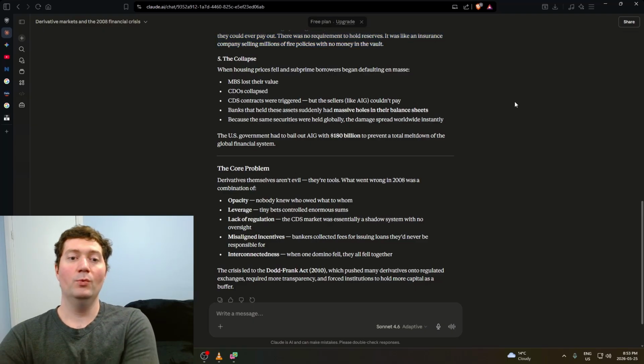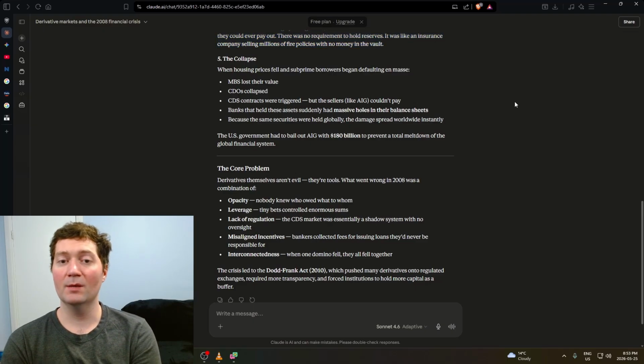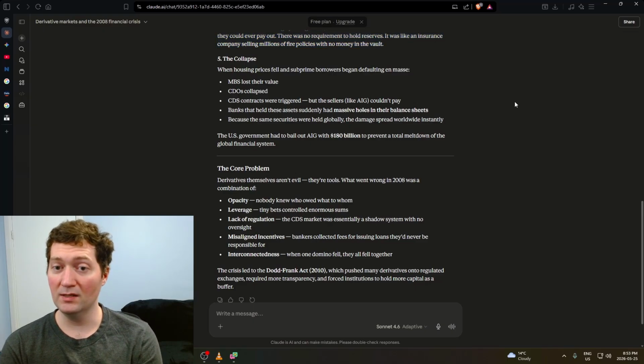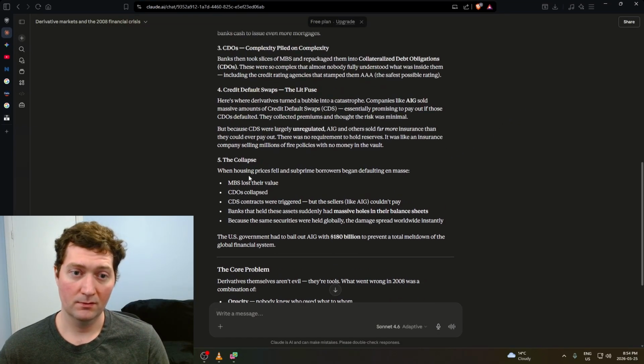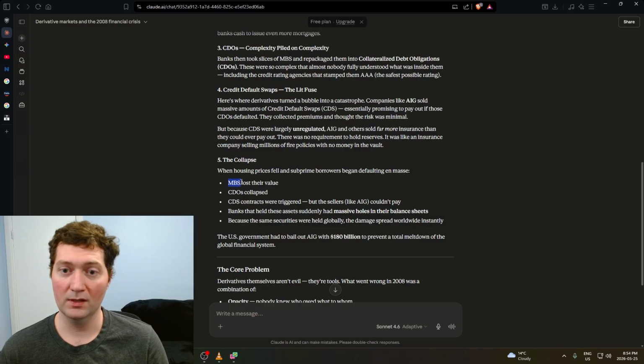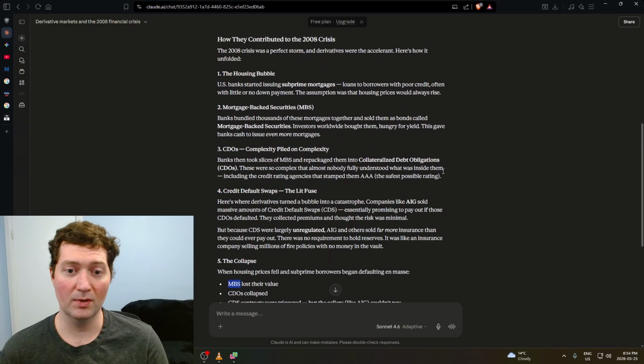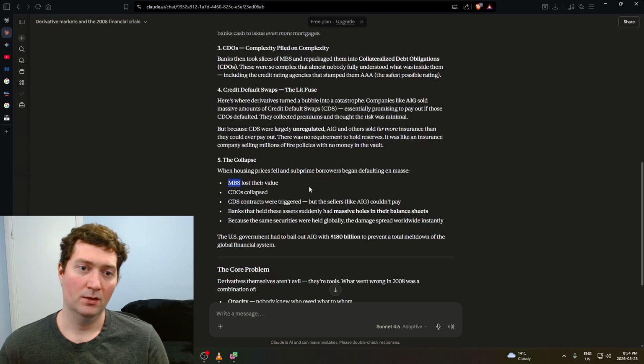Collapse. When housing prices fell and subprime borrowers began defaulting en masse, MBS lost their value. MBS, let's make sure we know what they're talking about. Mortgage-backed securities, so the ones built on loans to borrowers with poor credit. Mortgage-backed securities lost their values.